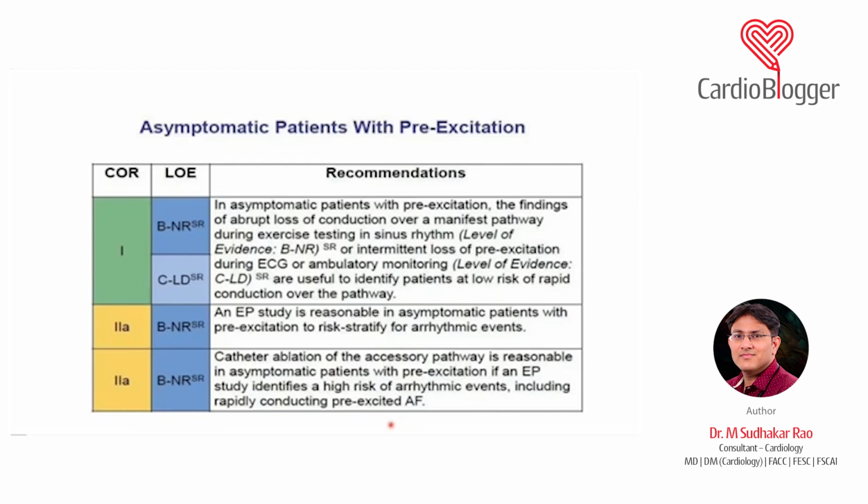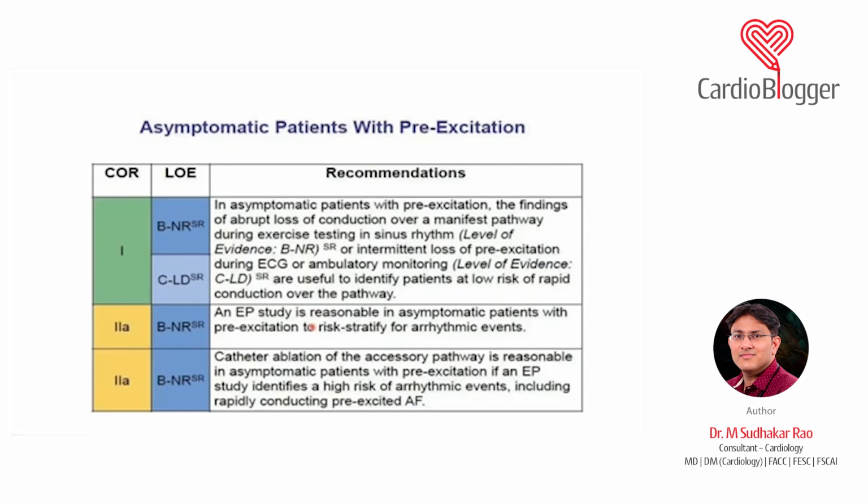Also, if you have intermittent pre-excitation, so if you are seeing an ECG and you are seeing only a few beats which are pre-excited, again that has a good prognosis. So these two things suggest that there is a good prognosis in a patient with WPW. However, in all the asymptomatic patients with pre-excitation, an EP study is reasonable, because if during the EP study you are able to induce the arrhythmias, it means you have to do an ablation of the accessory pathway. So that is something which is very important.